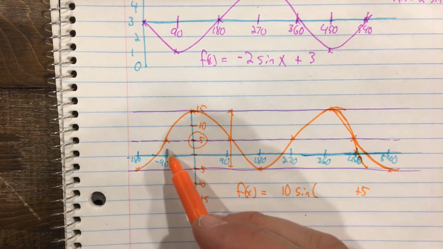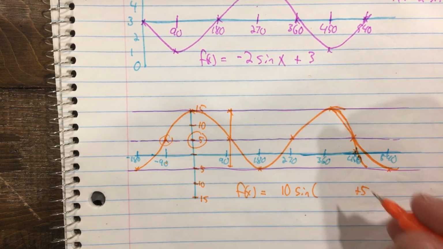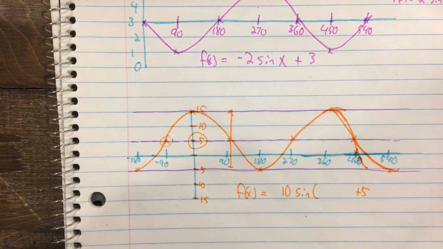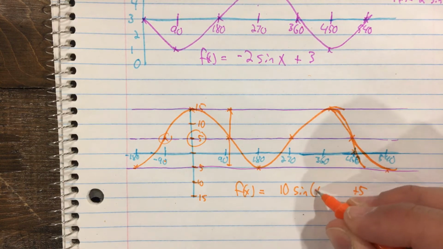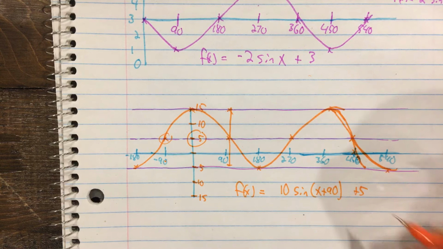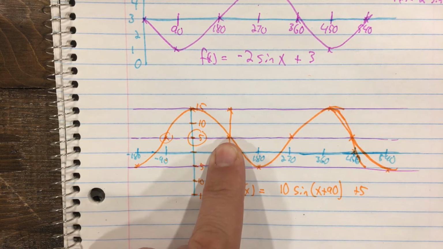I'm not really looking at reflection right now. So therefore, I'm going to say it starts here at negative 90. That is a horizontal shift 90 units to the left. Therefore, I'm going to represent it by x plus 90. Okay, that's one way.